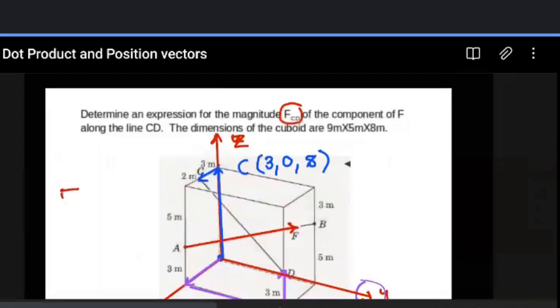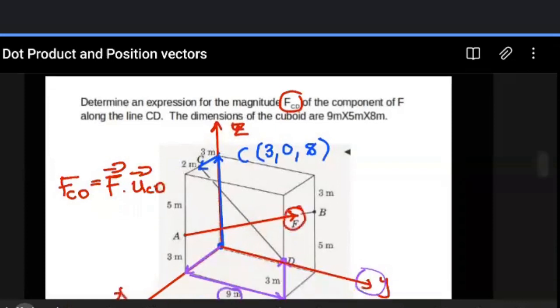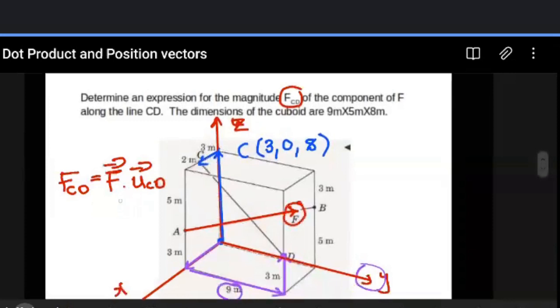So we know the magnitude of the component FCD will be equal to the force, the vector force itself in Cartesian vector form, of course, dot a unit vector pointing in that direction from C to D. So that would be the expression that they need. We won't get an exact answer because we don't know what the magnitude of the force is, and it's not given anyway. So all we'll do is get a unit vector pointing in the direction of F. We already have the unit vector in CD, so that's the only thing that we need right now.